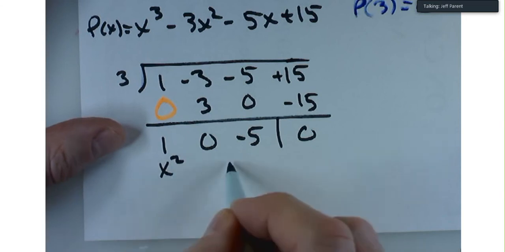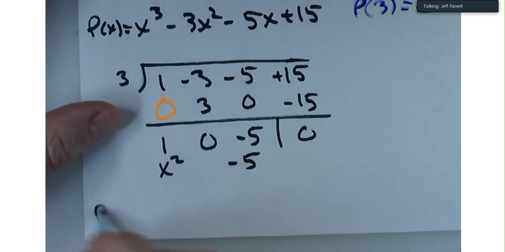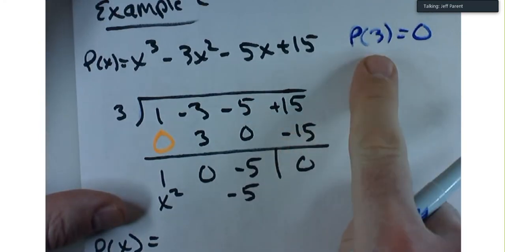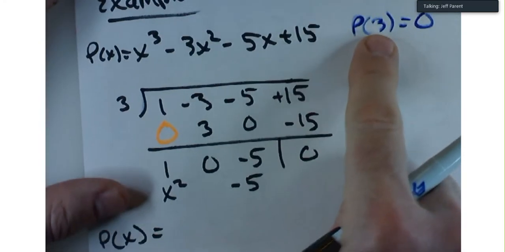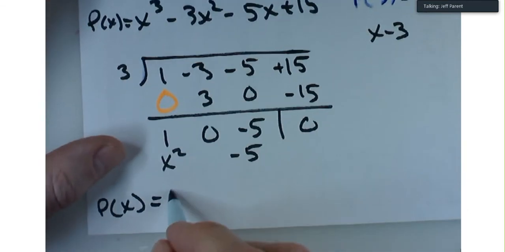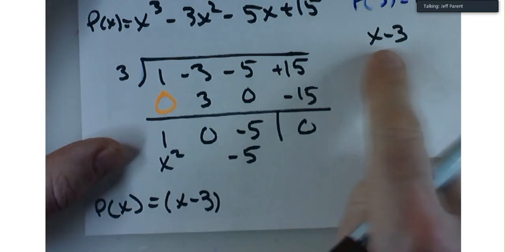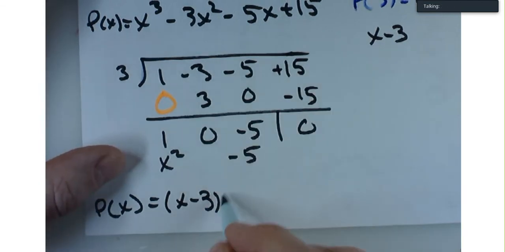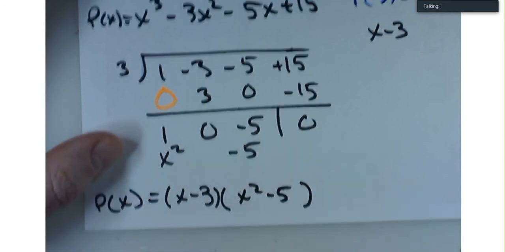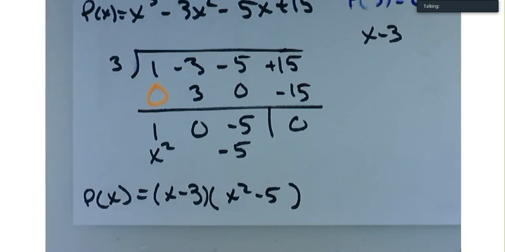X squared minus 5. This tells me that P of X, evaluating this is like dividing by X minus 3. P of X can be written as X minus 3, because remember 3 is a root, times X squared minus 5. Which looks innocent enough, but this actually helps us a lot, because it's a divide and conquer approach.